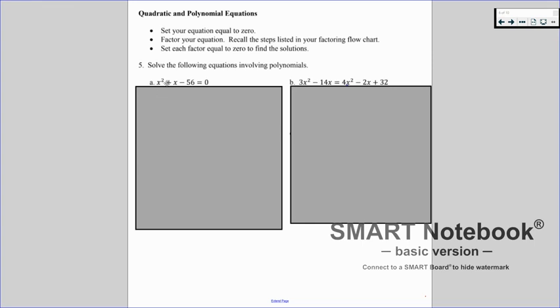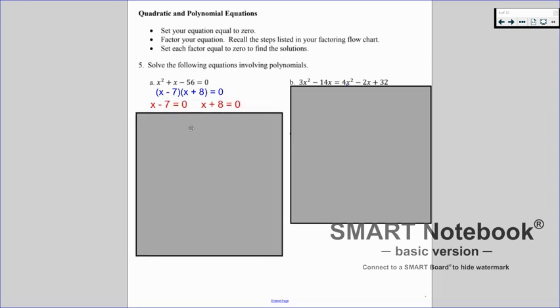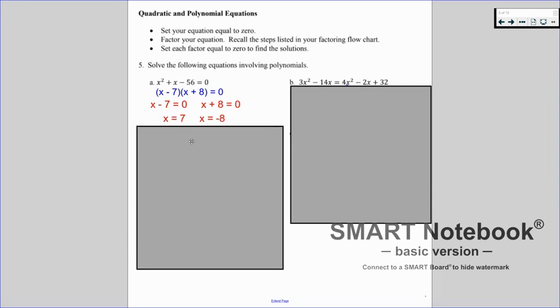quadratic equation here, x squared plus x minus 56. And we're going to just unfoil that. There would be our factoring. Set each factor equal to 0, and then solve those little equations. So there's our first one.